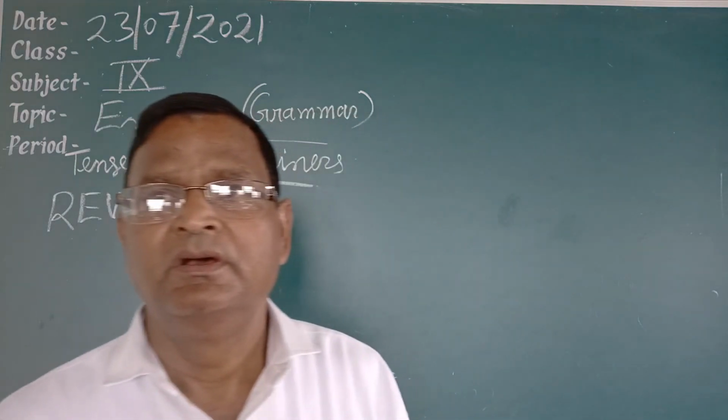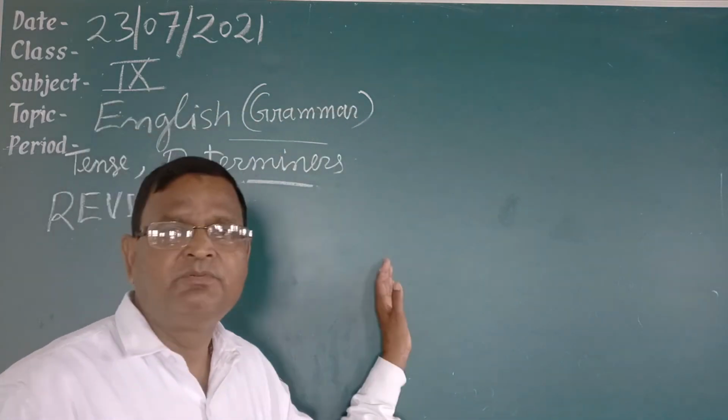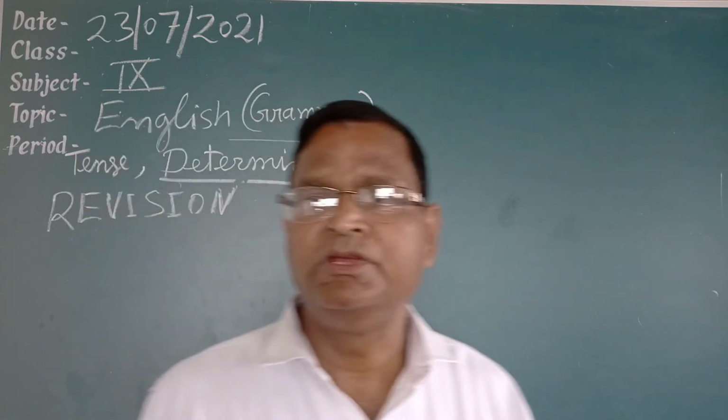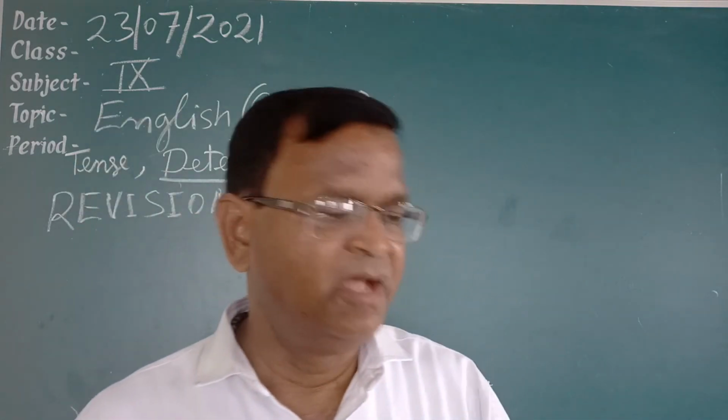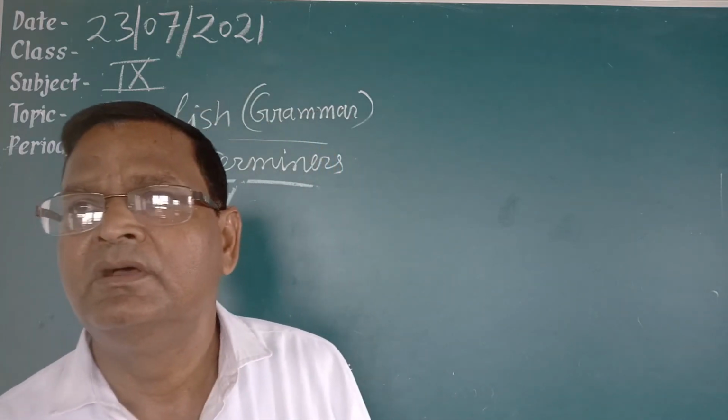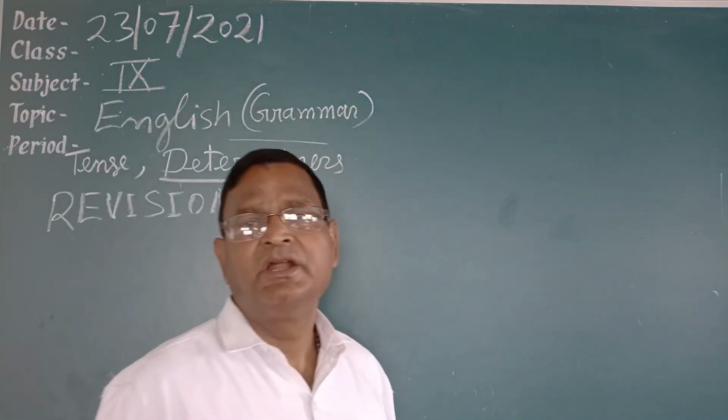Second, I have told you possessive. Possessive determiners are my, your, his, her, their. My pen, your table, his house, their house, etc.